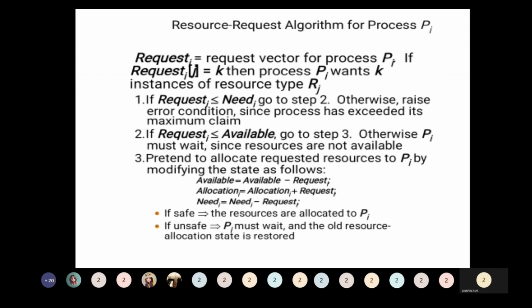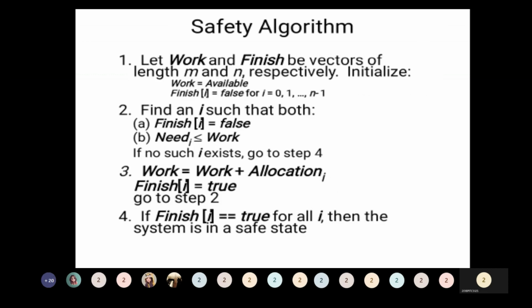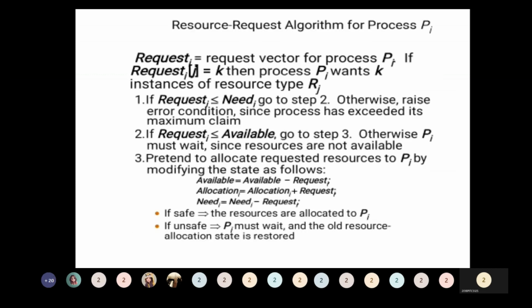Resource request algorithm for process Pi. Your Banker's algorithm is executed in two parts. One is the safety algorithm, the second part is the resource request algorithm. We saw the safety algorithm, now we'll see the resource request algorithm for process Pi. Take vector Request i for process Pi. If Request i[j] equal to k, then process Pi wants at most k instances of resource type Rj.